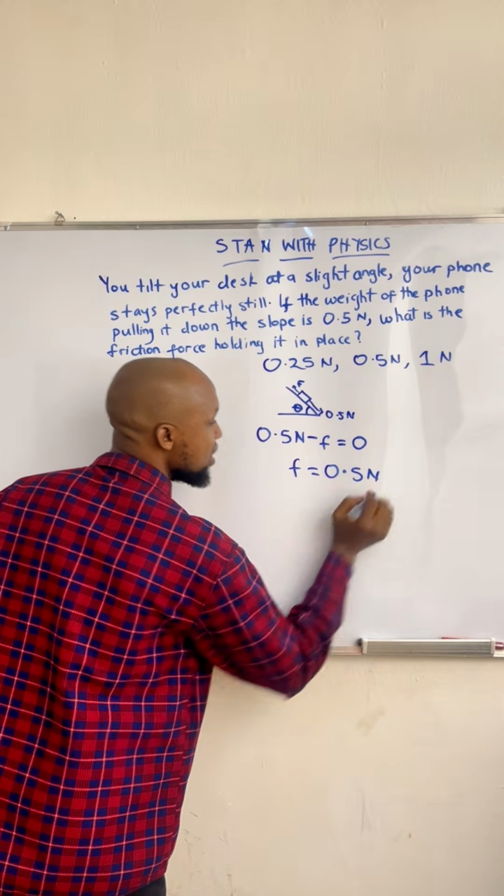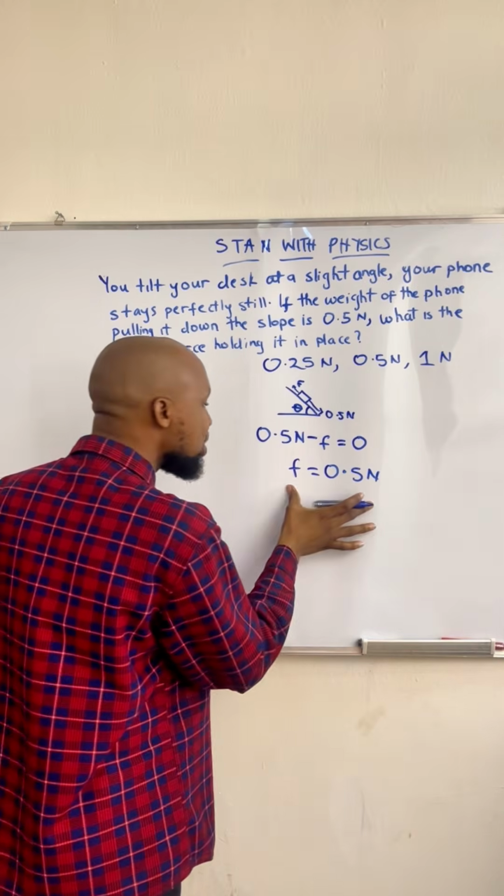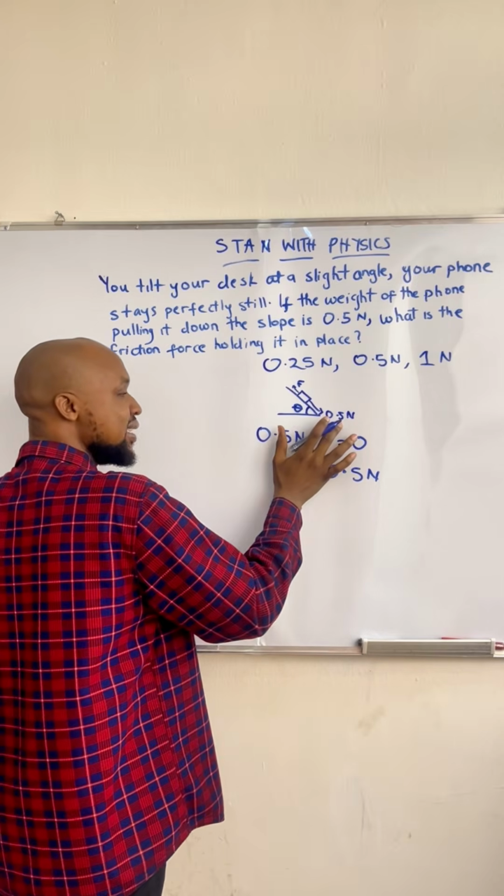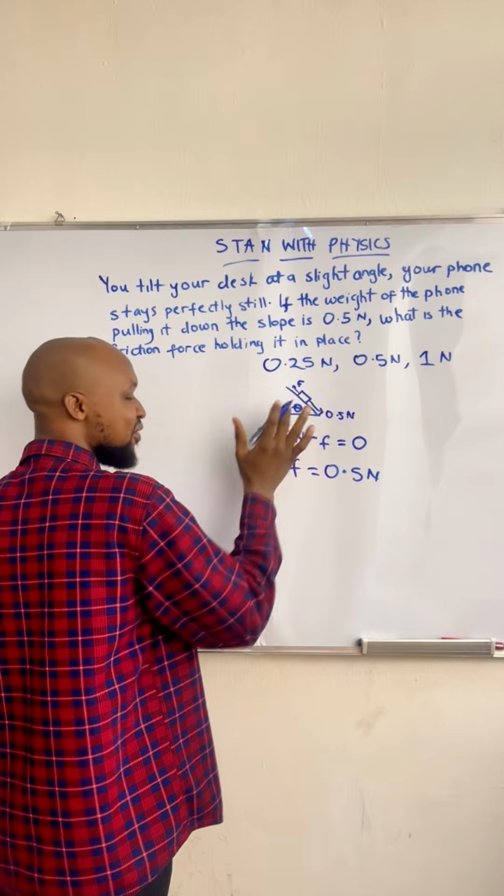0.5 newtons. So now the frictional force holding it in place is the same thing as the force pulling it down. That is why it stays perfectly still.